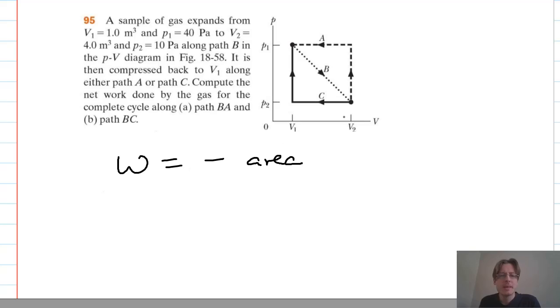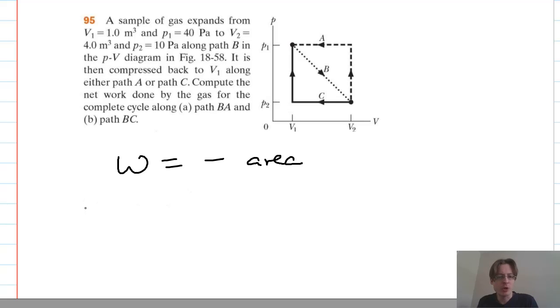Okay, so first, let's go BC. BC is a clockwise cycle. You're compressing the gas when it's cold, and so overall work comes out of the engine. It's easier to squeeze it back. So I'm going to find a negative area. What I'm going to find is W is negative in this case.